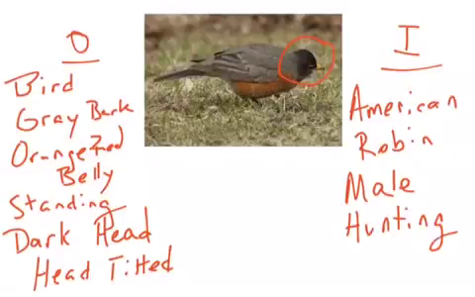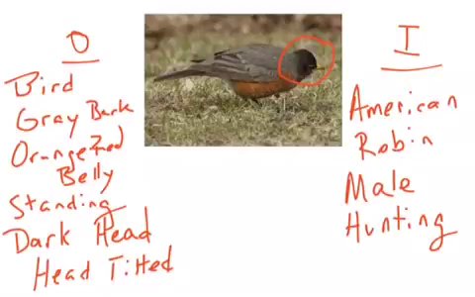All of those inferences there are made based on my observations. None of those things are told to me in the picture. The picture doesn't tell me it's an American robin, or that it's a male. It doesn't tell me it's hunting. It tells me it's a bird with a gray back and an orange-red belly. It's standing. It's got a dark head, and its head is tilted. But those observations lead me to making those inferences.